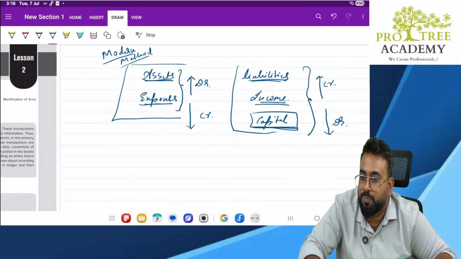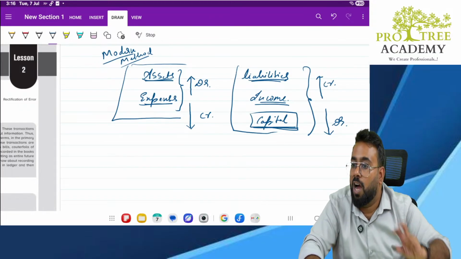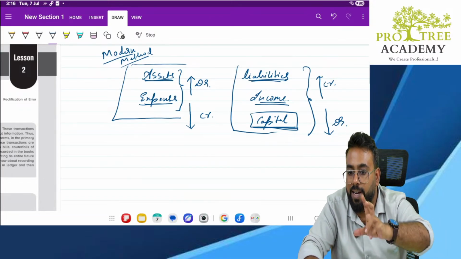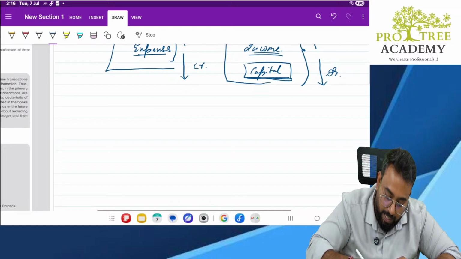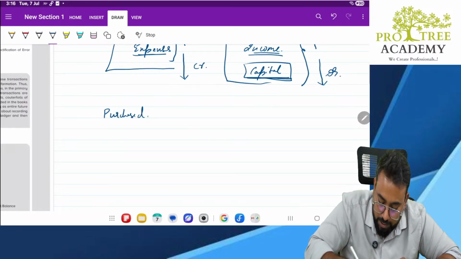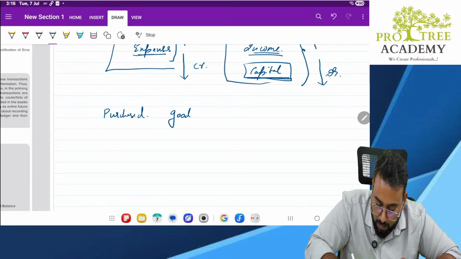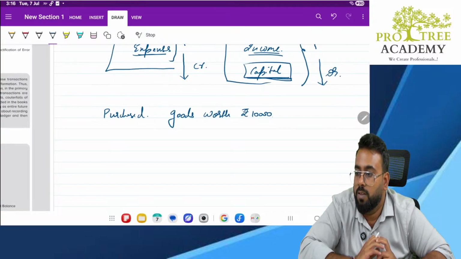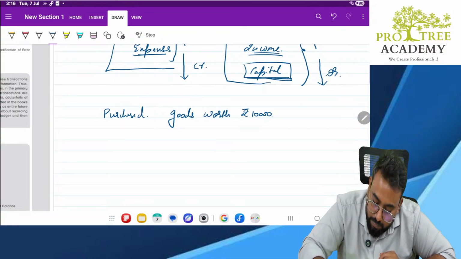Now let's understand how we use these rules in our day-to-day transactions. Let's say I purchased goods worth 10,000.